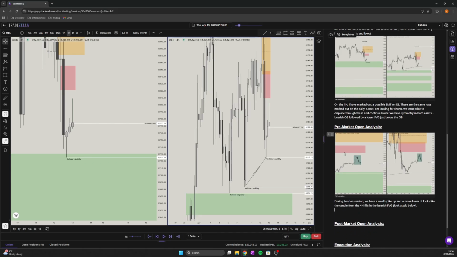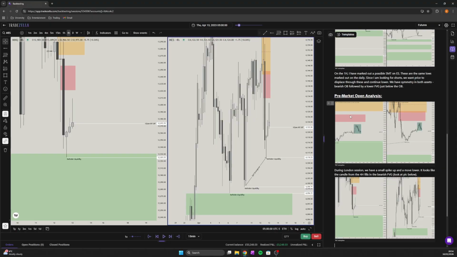Isn't it? We can see it closing nicely on NQ. Why did I not take a picture? Oh, there we go. Look at NQ and that candle. London closed perfectly. London session's candle closed within the gap.